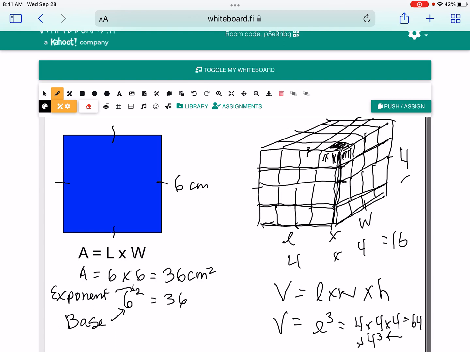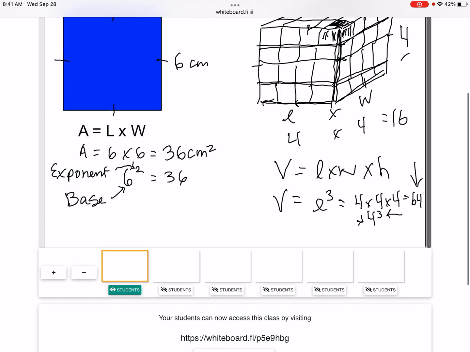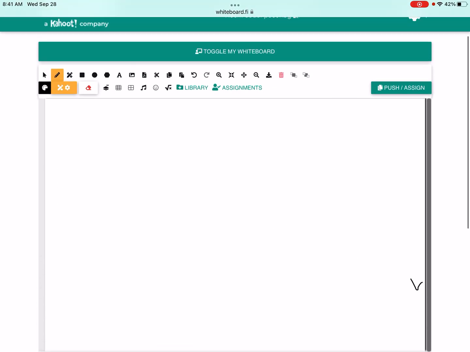So 64 then is the perfect cube of 4, just like 36 was the perfect square of 6. We call this a perfect cube. All right, let's move along. If we were to go ahead and then try and factor 64 to prove whether or not this is so, it would look something like this. 2 times 32 is 64.